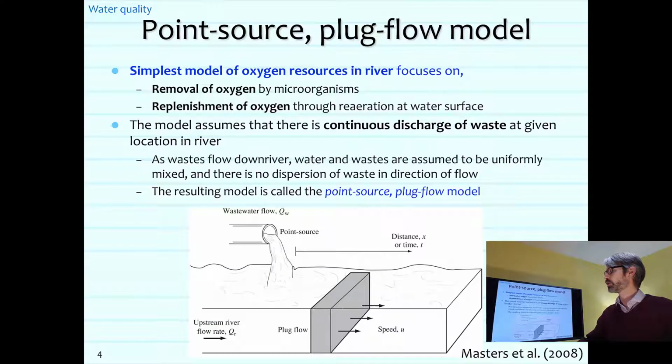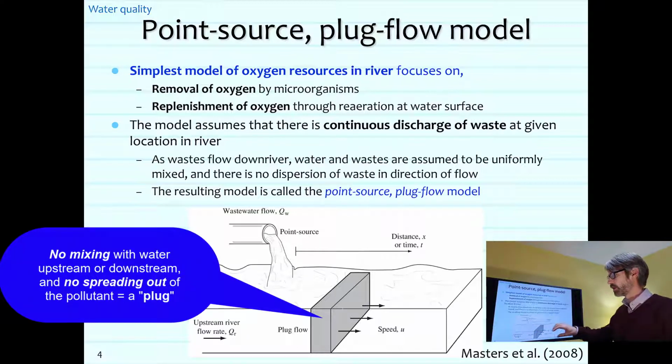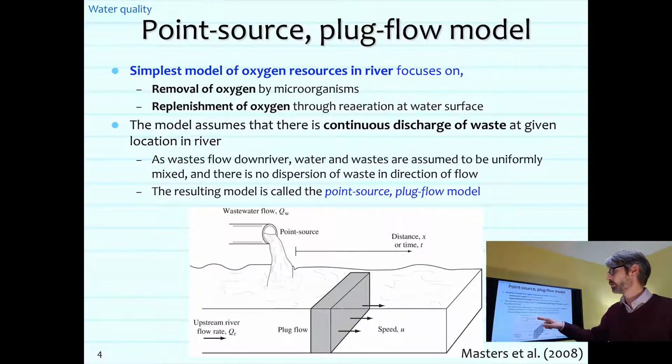The model assumes that there's continuous discharge of waste at a given location in the river, and as those wastes flow downriver, water and wastes are assumed to be uniformly mixed, and there's no dispersion of waste in the direction of flow. In other words, you get this sort of plug that all flows together. That's why it's called plug flow. And so the resulting model is called the point source plug flow model.